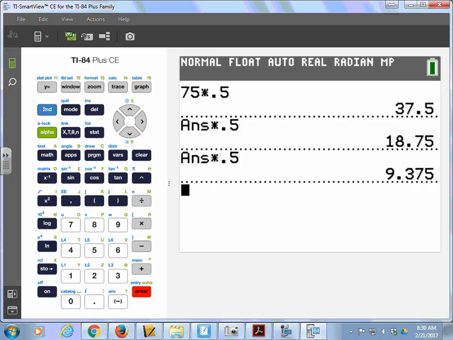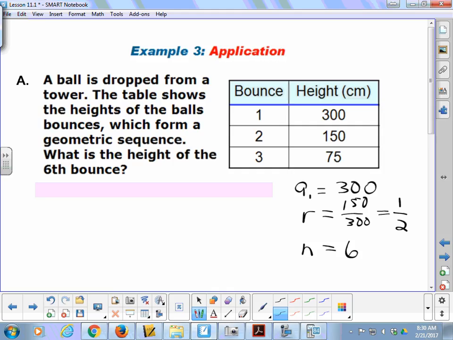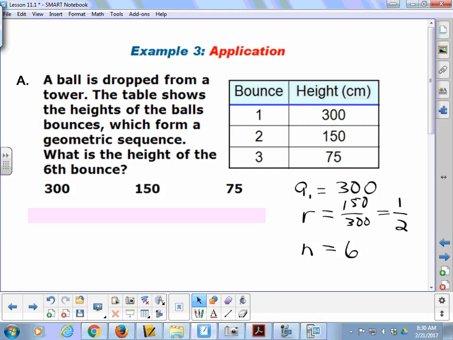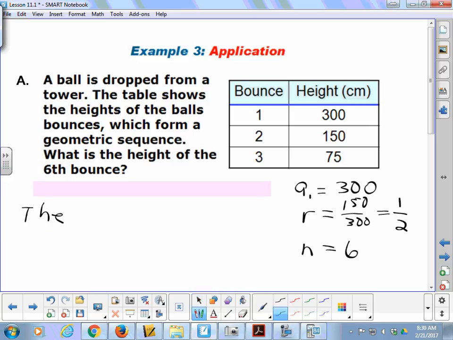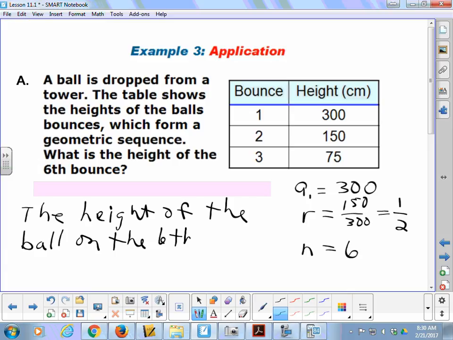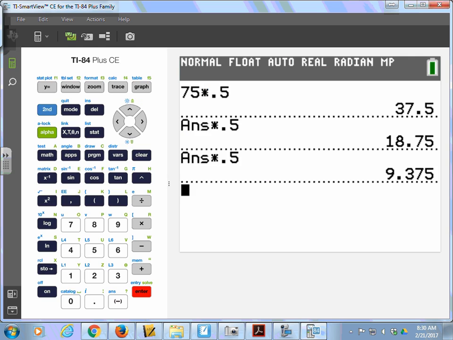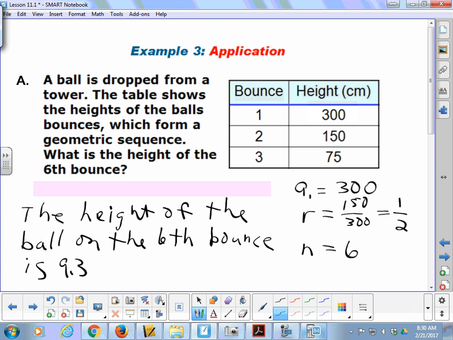Okay, so the height of the sixth bounce is, what do we get? 9.375, and make sure you have your units, 9.375 centimeters.